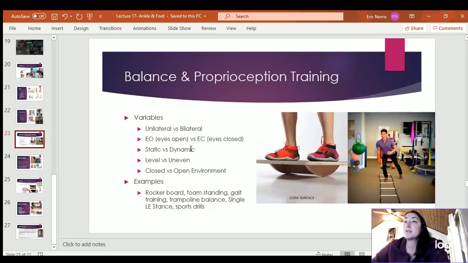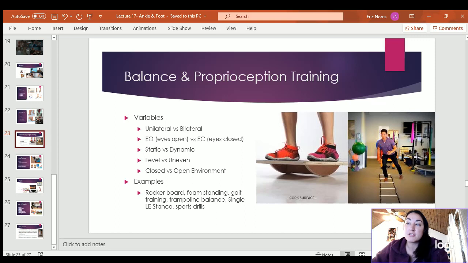Balance and proprioception training. So again, you can start out bilateral, and then a progression of that would be going to single leg stance. You can do eyes open or eyes closed. Eyes closed is the harder. You can start out still and then add some movement. You can go from a level surface to uneven, from closed environment to an open environment, which means instead of a private treatment room, now you're surrounded by other people or moving cars or a TV that's on, something that's distracting. All of those can help progress your balance exercises.